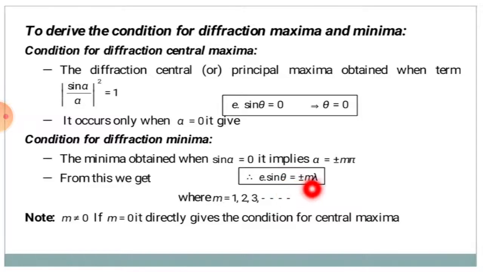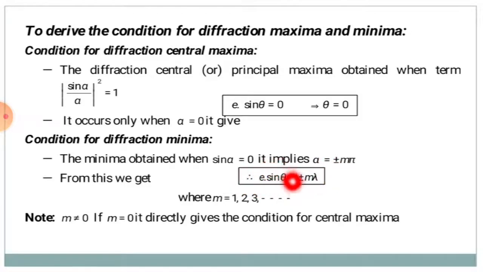Here m is equal to 1. The two diffracted light rays travel with path difference lambda, then they are superimposed with each other and produce minimum intensity. This is the condition for minimum intensity in the diffraction pattern.